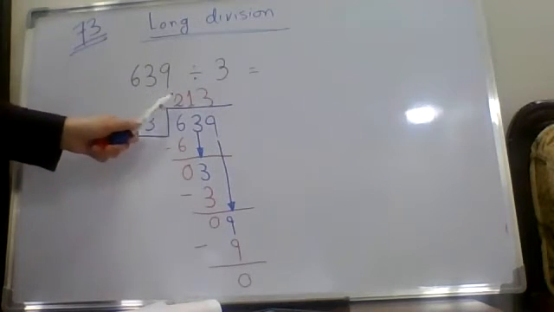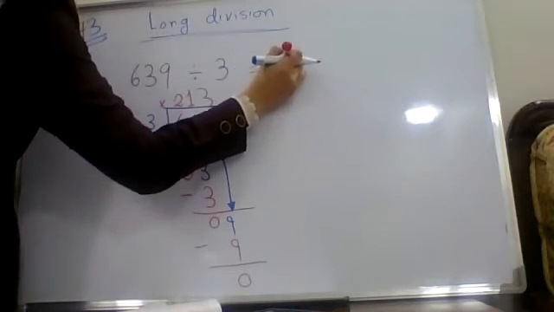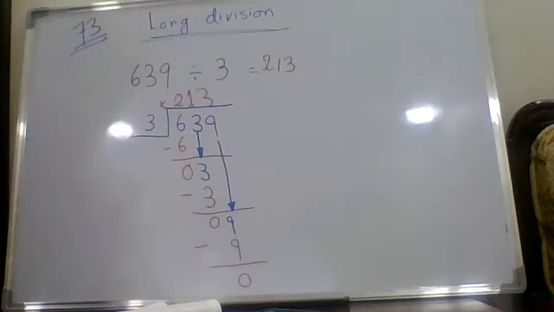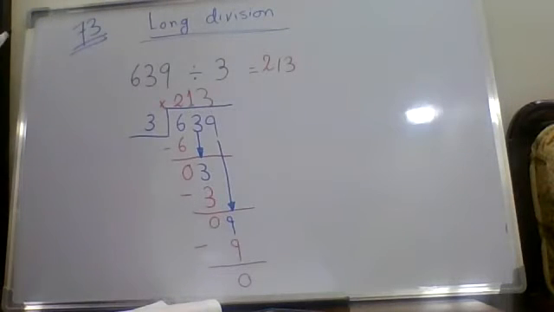So the answer is 213. Okay, so this is the answer. No remainder. This is what we call a simple long division. We don't have any regrouping, and we don't have any remainders.